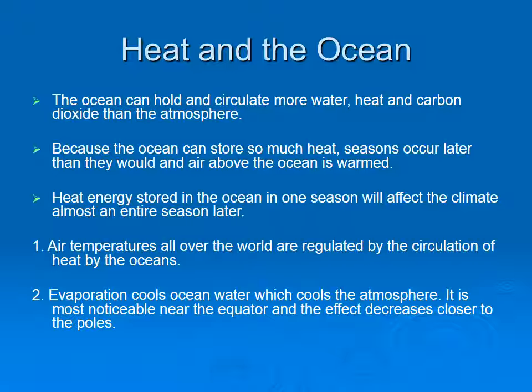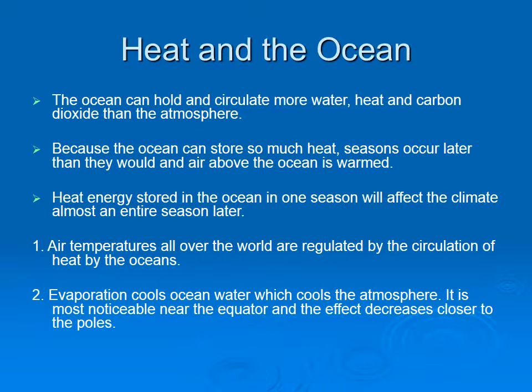Heat energy stored in the ocean in one season will affect the climate almost an entire season later. So the ocean stores up heat. The stored up heat in the ocean is not used to affect the climate until an entire season later. And as a result of all of the heat stored in the ocean, air temperatures all over the world are regulated by, and entirely dependent on, the circulation of heat by the oceans.